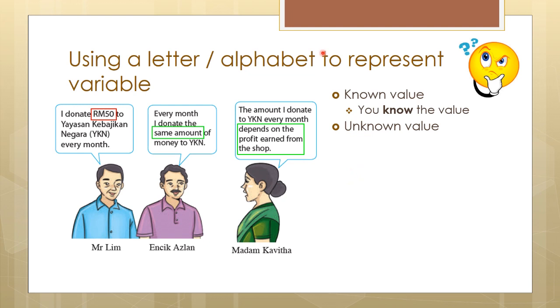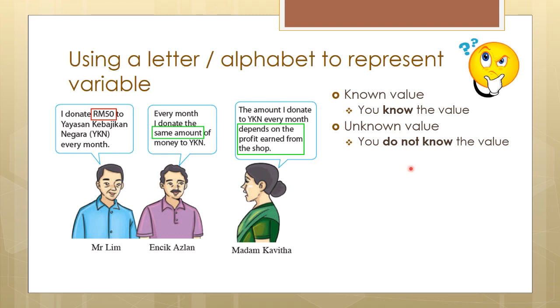Okay, we know about how much is that exactly going to donate, which is 50. But we know the value. How about unknown value? Unknown value, which means we do not know the exact amount, but there are some information that we know. Okay, so let's say for this one, same amount. We don't know how much is that, but every month will be the same amount. And we don't know how much Madam Kavita is going to donate because it depends on the profit earned. Alright, so first thing, of course, we need to know what is a known value, what is unknown value. And from this example, you could see it already.